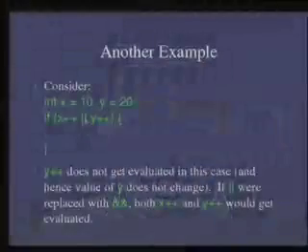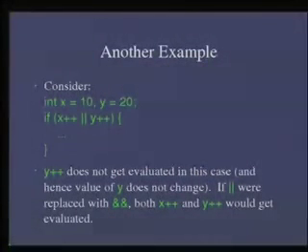On the other hand, if instead of the logical OR operator we had the logical AND operator, then x++ is evaluated, that results in the value 10 and x is incremented to 11. But since this is true, the second operand must also be evaluated, because if the second operand turns out to be false, then the overall result will be false, and if the second operand turns out to be true, then the overall result will be true. So y++ would also get evaluated in that case.